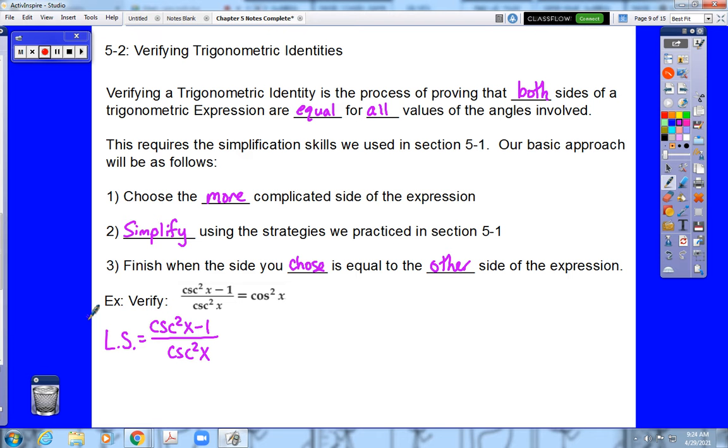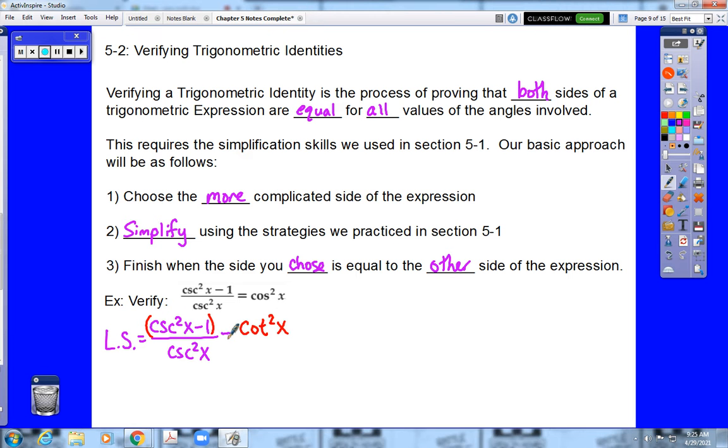Now, we should recognize that cosecant squared minus 1 is one of the forms of our trigonometric identity that says cotangent squared plus 1 equals cosecant squared. If we move the 1 to the other side of the equation, we should realize that cosecant squared x minus 1 is equivalent to cotangent squared. So we're going to start this off by replacing the top of our fraction with cotangent squared.